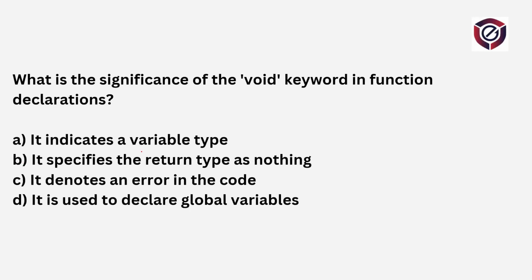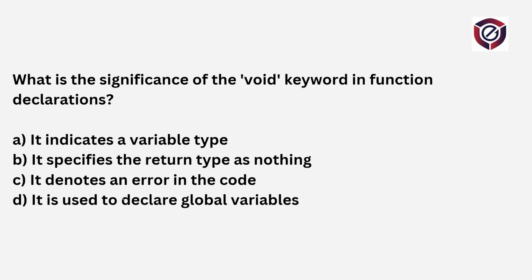What is the significance of void keyword in function declaration? So void keyword is indicating that return type is nothing. Whenever we have a void keyword, it is to indicate that nothing is there. Like you can have void pointers, void return type.